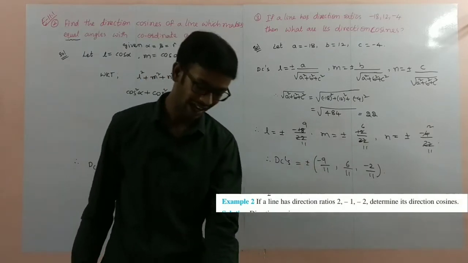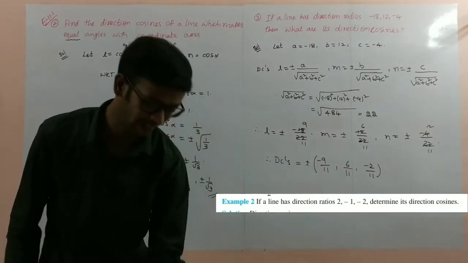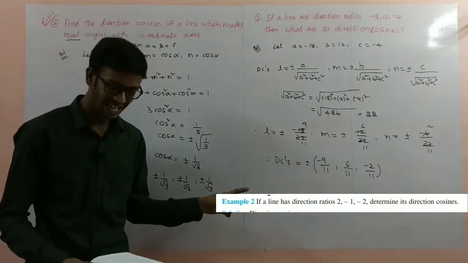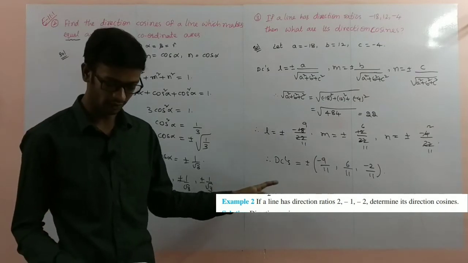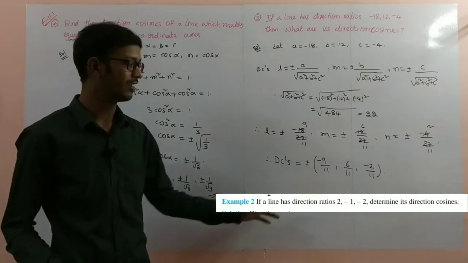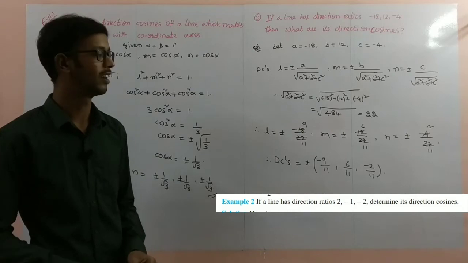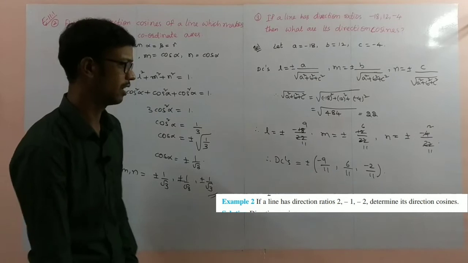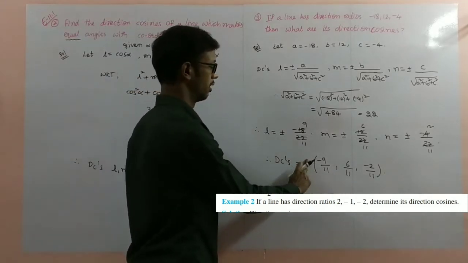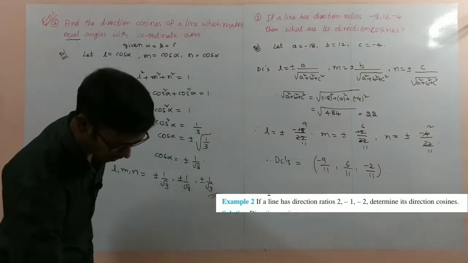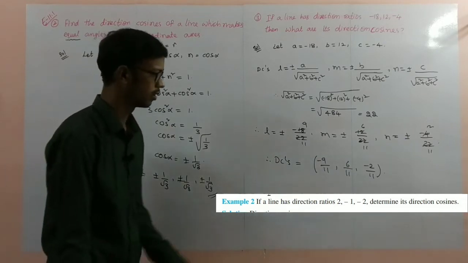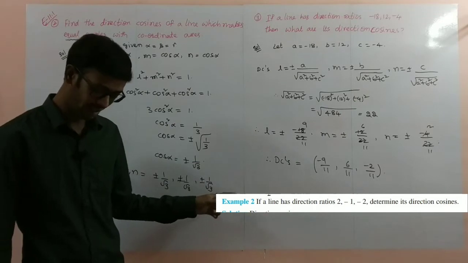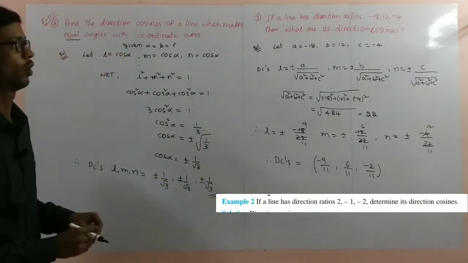Now one more example, example problem number 2. I displayed there direction ratios 2, minus 1, minus 2. What are the direction cosines they are asking? So we can write directly here, no need to write plus or minus always. So we can conclude this one, that example problem number 2, take as homework. Pause the video to note it down.